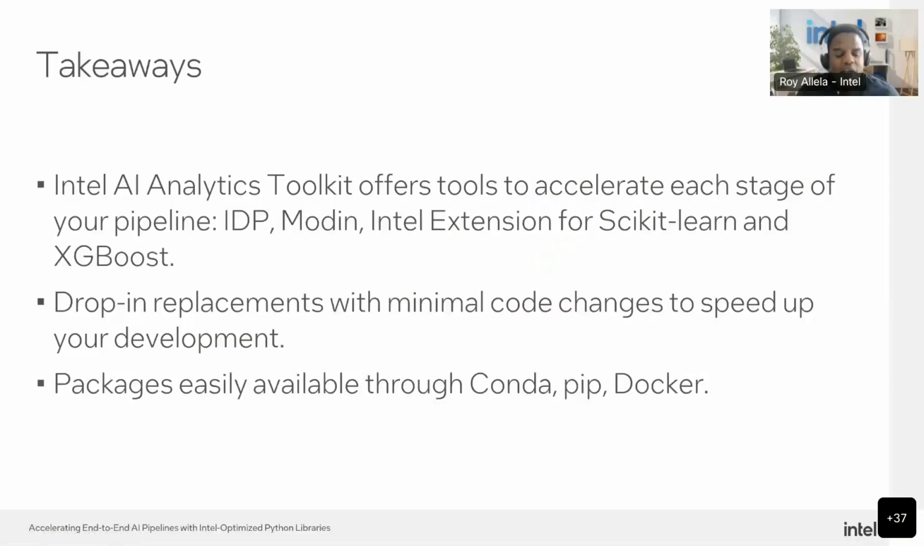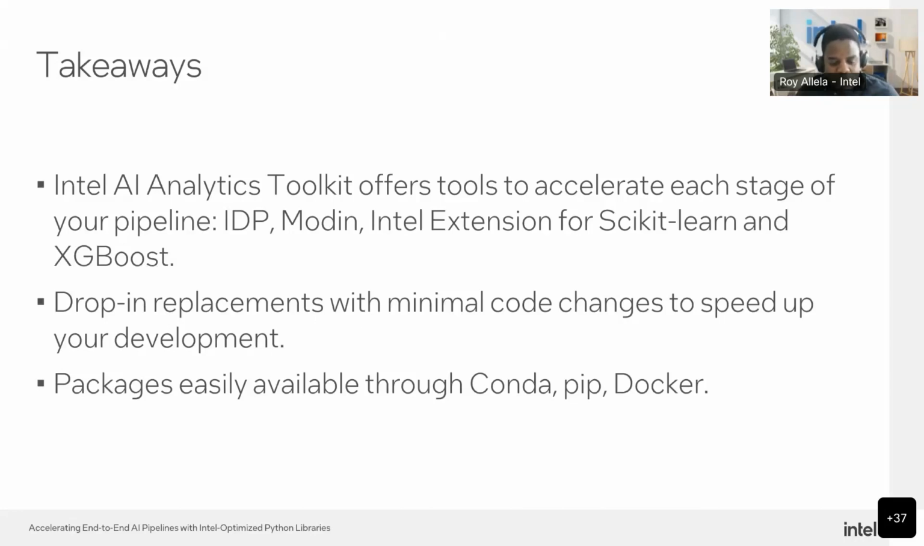Yeah. So to wrap this up, the main takeaways regarding our machine learning optimizations within the AI Analytics Toolkit: we offer tools to accelerate each stage of your pipeline. This is through the Intel Distribution for Python to accelerate your NumPy and SciPy operations, Modin for the training and data framework, and Intel Extension for scikit-learn and XGBoost to accelerate both the training and inference for your various machine learning workloads. And as you saw, these are drop-in replacements with minimal code changes to speed up your development.